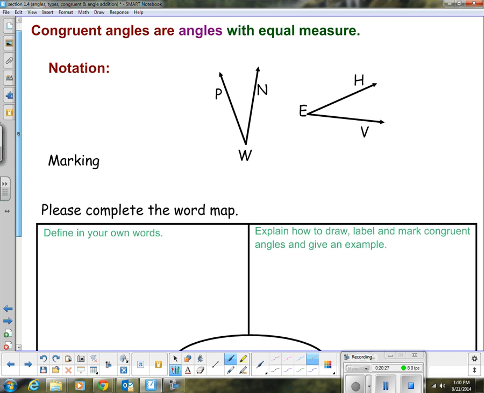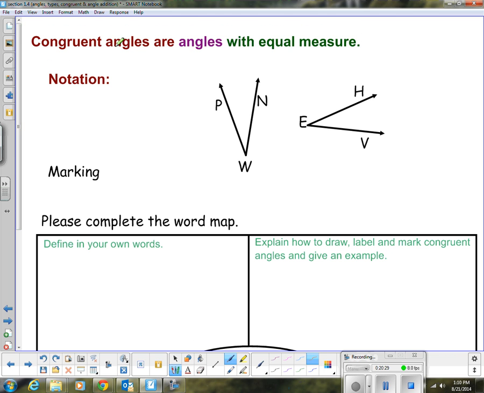We have one more piece. Congruent angles are angles with equal measure. Remember, we had congruent segments. They were segments with equal length. If you can work with congruent segments, then congruent angles are a piece of cake. So how do we show this? Angles, they're angles.